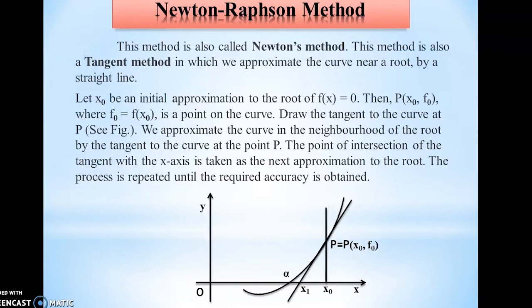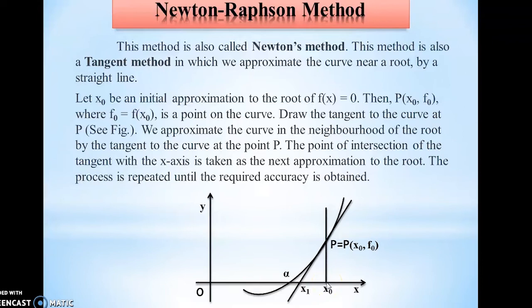To the root alpha. So you can see that this is the root alpha, the original root alpha. So we are going to approximate. So let's start. Let x0 be the initial approximation to the root of f of x equal to 0. So we have considered this x0 as the initial approximation to the root.